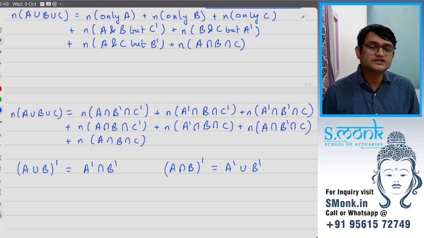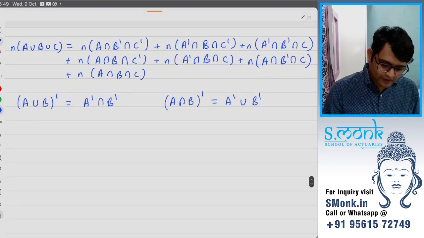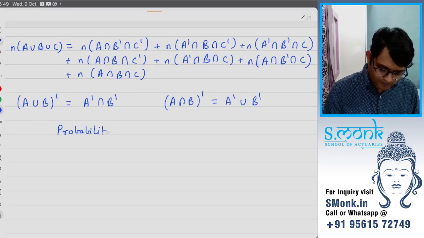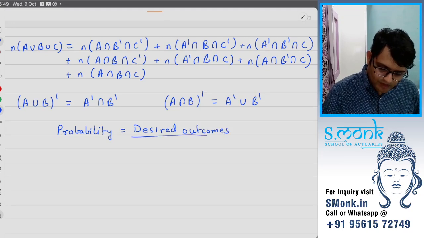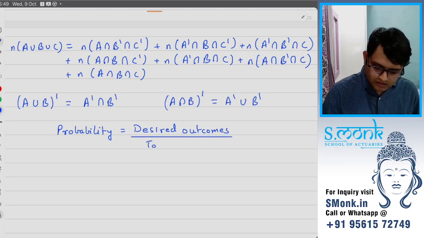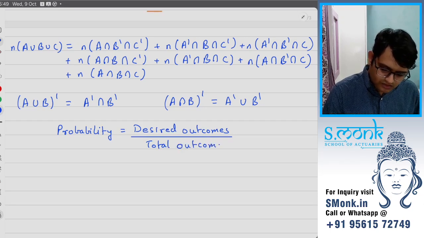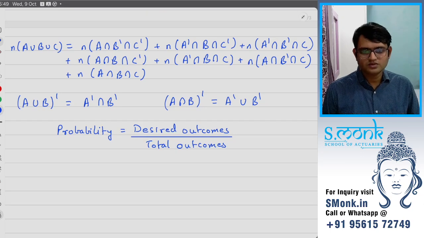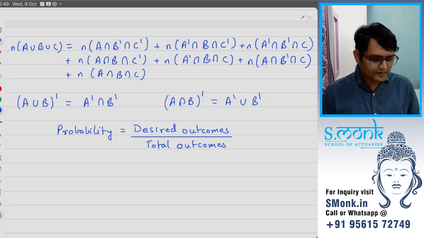Now we are not actually studying sets, we are studying probability. So we say probability is nothing but desired outcomes upon total outcomes. Desired outcomes upon total outcomes, that is what we call probability.